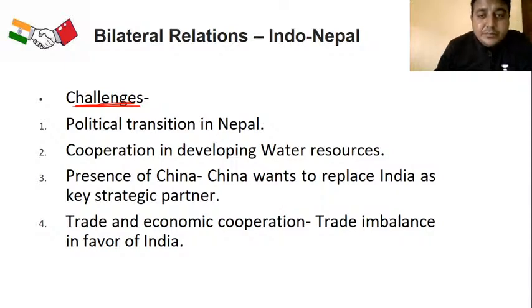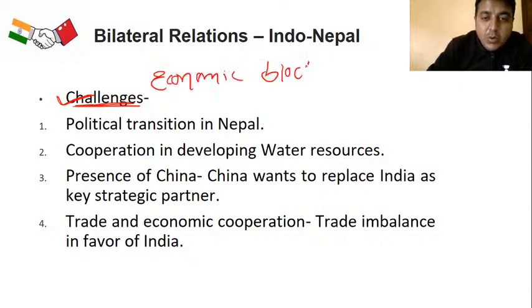Yes, everyone. Now, there is no doubt at all. In the last lecture, we discussed the Indo-Nepal relation clearly. So now these are the challenges that emerged in recent times. As I mentioned, when the economic blockade was there for more than 6 months, it provided the best opportunity for China to enter into Nepal through the economic route.